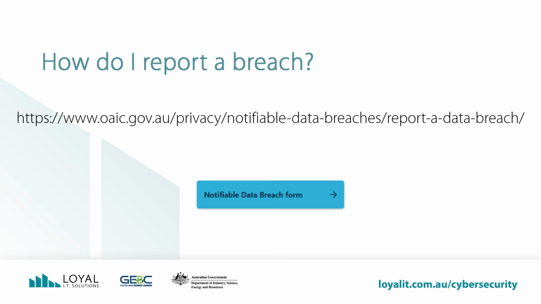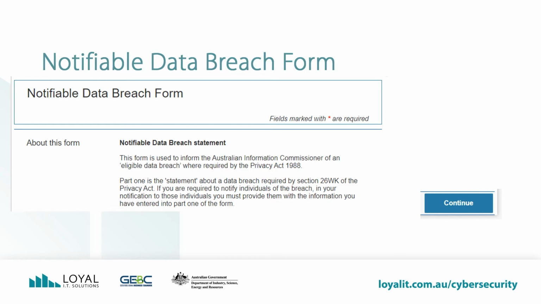Let's say it has been determined that you qualify to report a data breach and data is breached. How do I report it? Go to the website on the screen and click the button Notifiable Data Breach Form. From here, we will go through all questions in the Notifiable Data Breach Form. When you arrive on the page, you'll be presented with the About This Form information. Scroll to the bottom and click Continue.